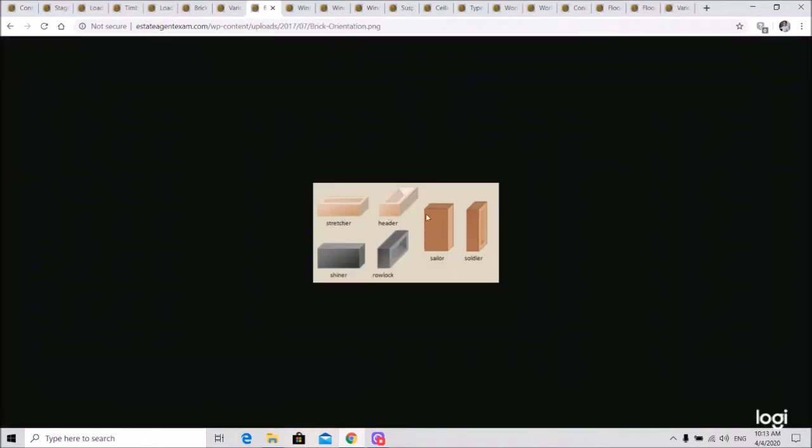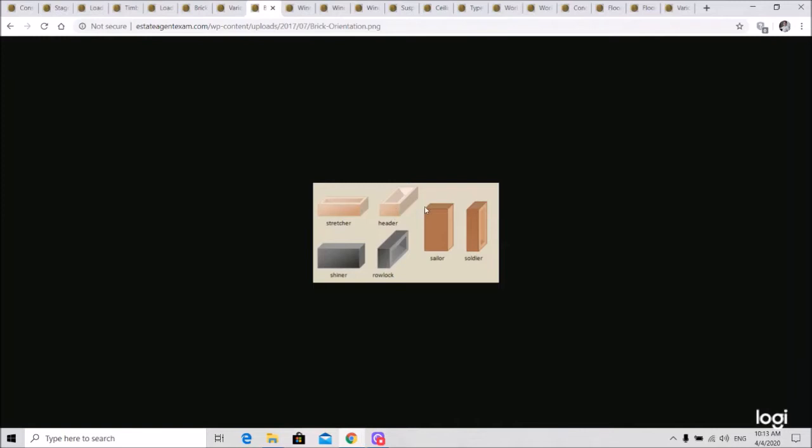Okay. There are different names for different sides of the brick. Stretcher is the longer, rectangular side, and header is the smaller side, the width side of the brick. And then you have the sailor, the soldier, the rope, and the shiner. But these are different terms, and we just don't want to confuse each other. So we just use stretcher and header.